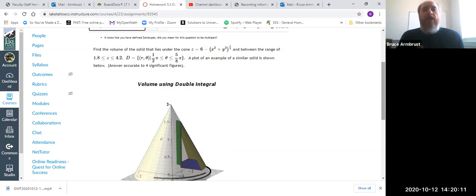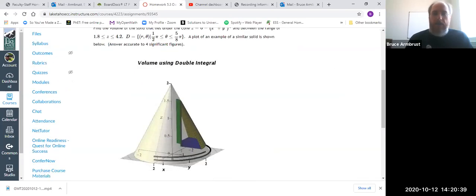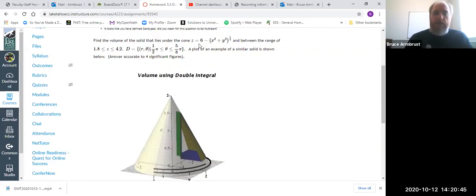We want to find the volume underneath the cone. They gave us the equation of the cone, and this is the graph of the cone. But we want the solid, the volume underneath this cone, but between these ranges. So they're saying we want z's to be between 0.8 and 4.2. So I guess that's actually not the picture of our cone. Since this is 6 minus, the top of our cone is up at 6. So imagine that that's a 6 right there.